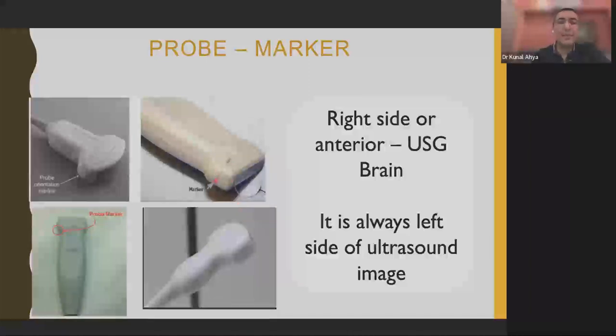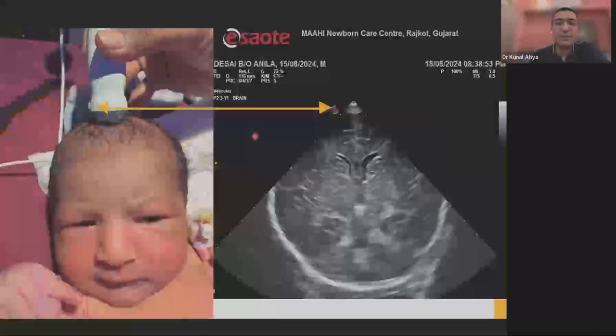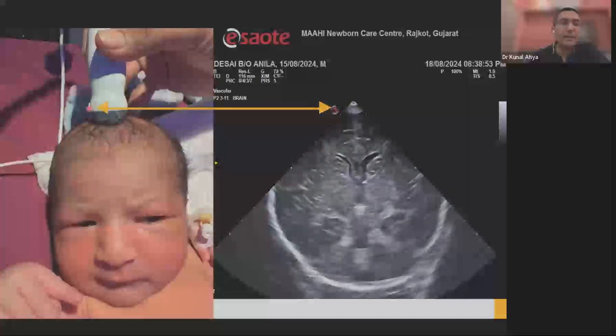Next, as I discussed previously, these are the probe markers. Where do you keep your probe marker? When you are doing a coronal view, it is on the right side. And when you are doing any sagittal view, it is placed anteriorly. There is also a marker on the screen, which should always be on the left side. So this is the marker. We have kept it exactly on the right side of the baby. If you put a clock on the head, it should be at the 3 o'clock or 9 o'clock position. Again, the marker on the screen should always be on the left side. Hence, you are able to see that this is the probe marker.